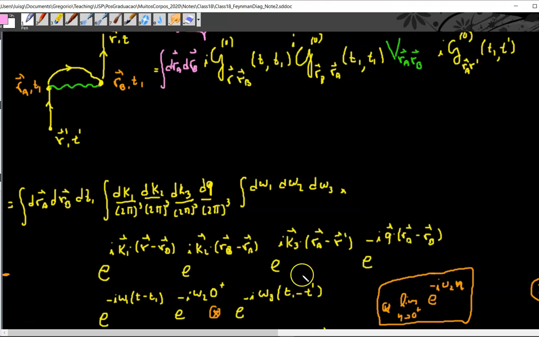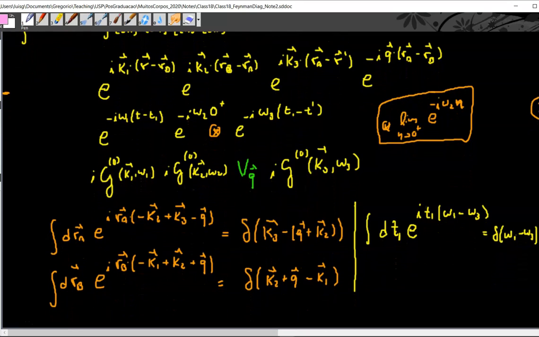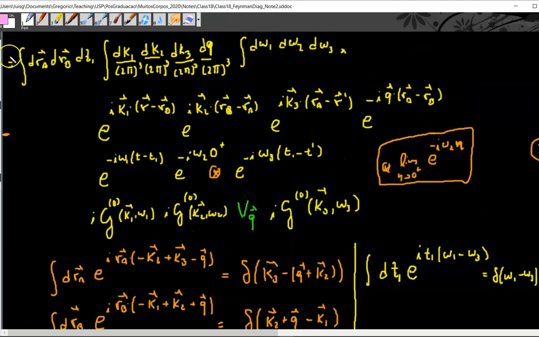Now here I have different times, so I have t1 minus t prime, minus omega 3. All right. Okay, so what do I get? Now I have the Fourier transforms k1 omega 1, k2 omega 2, the propagators, and I have vq, and I have k3 omega 3. All right. So let's see what we can do with these integrals in these intermediate coordinates and the time.